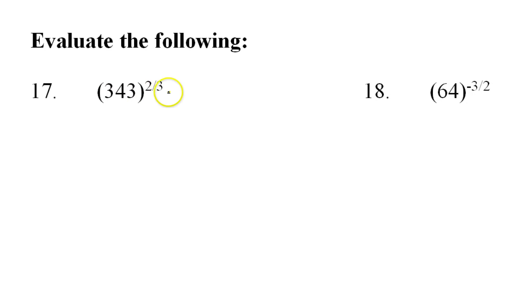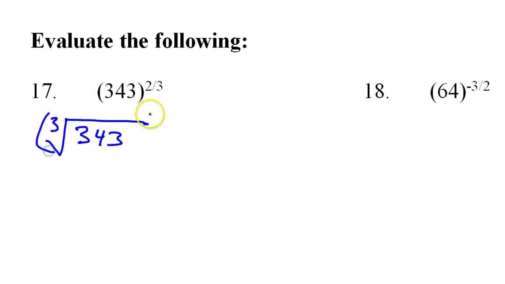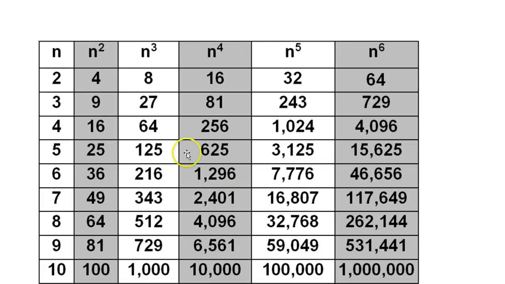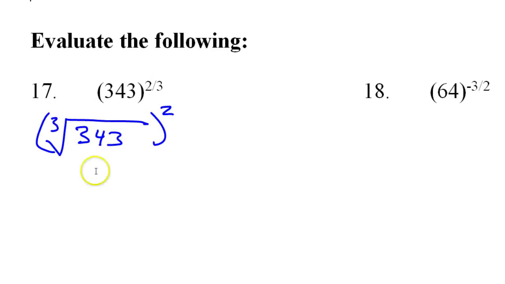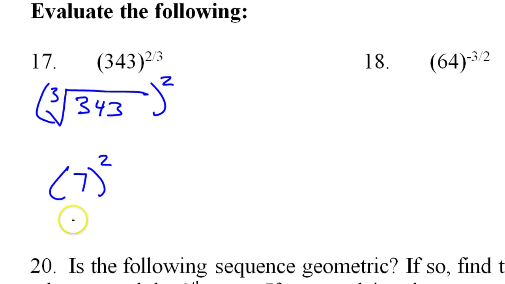Well, we've already been sort of doing this. Power over root. So 2 is the power, 3 is the root. So this is the same thing as the cube root of 343. Okay, and then the second power. So the cube root of 343 is 7. So that gives you 7, and then 7 squared is 49.